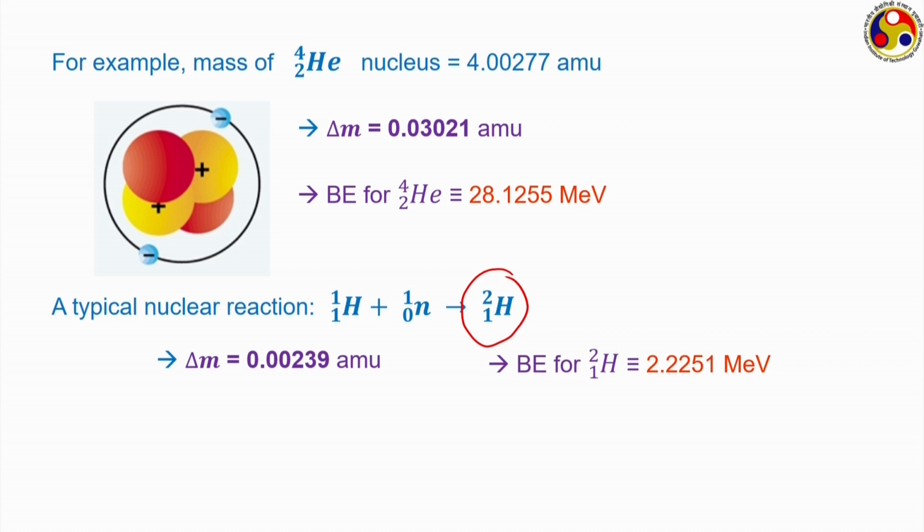So, if we want to break this deuterium, we need to supply this 2.2251 MeV amount of energy. Of course, this number is smaller compared to the example of helium above, but still we need to supply this amount of energy. This way we can calculate the binding energy associated with the formation of any particular nucleus just by measuring the mass of that nucleus and using the information about the concerned number of protons and neutrons.